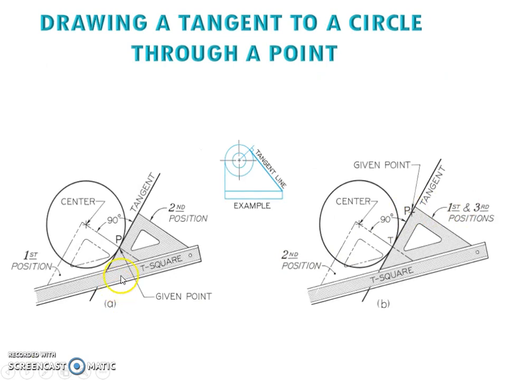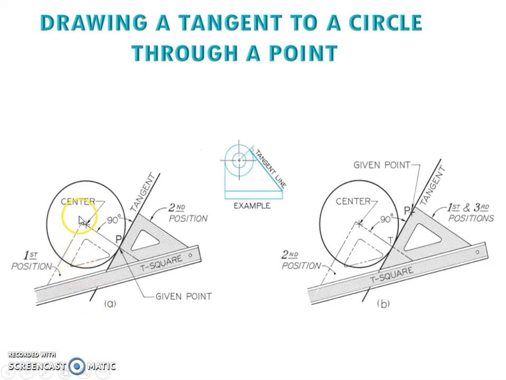The same method goes if you are given a circle and you have to draw the tangent line for that tangent point on the circle. What you have to do is just draw a 90 degree line that touches the circle, and then you can use the triangle and connect that point. The most important thing is you have to maintain this angle to be 90 degrees.